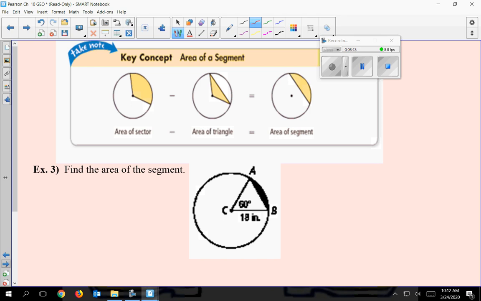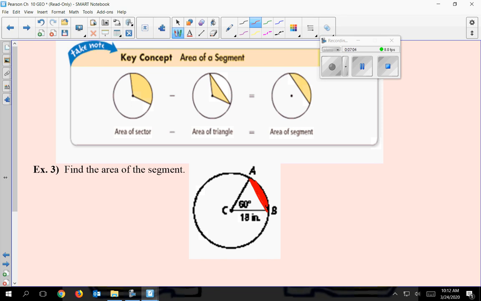I want to find the area that's shaded. So I need this little piece between A and B, but it's bordered by the edge of the triangle that's created there. I don't know if you guys see that. Between A and B, I could also just draw a straight line. That gets me a triangle, okay?